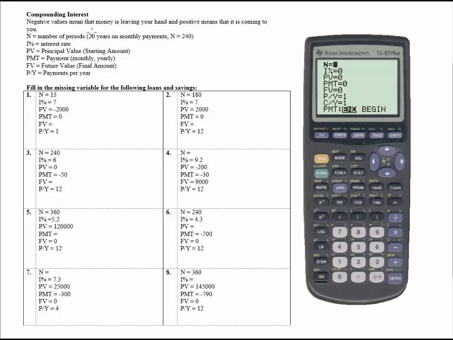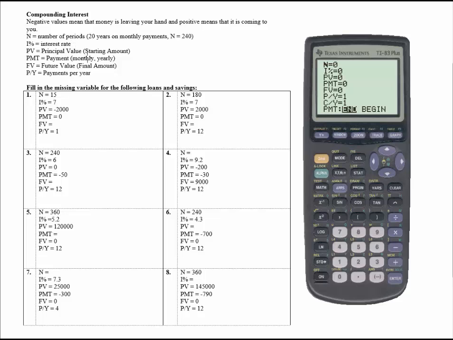N is the number of periods. So 20 years with monthly payments, that's N is 240. Make sure you're okay with that. That's not the number of years, that's the number of payments. Interest rate, that is like 7%. You would put in the number 7, not 0.07.